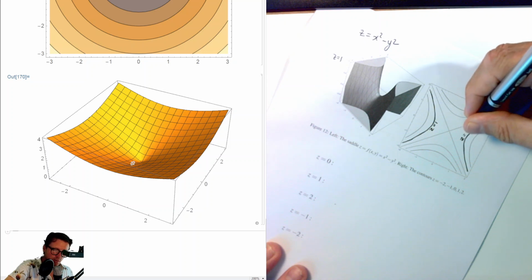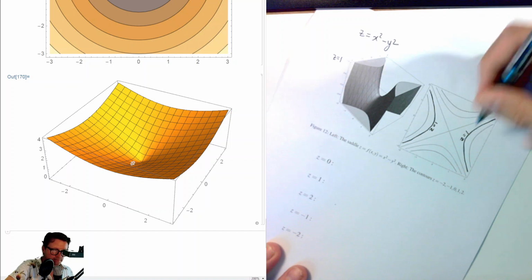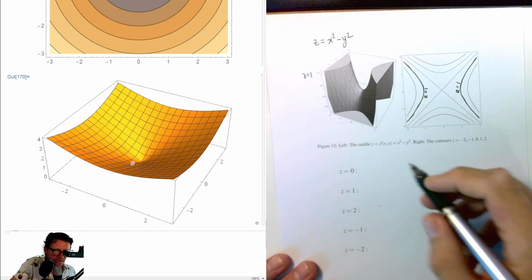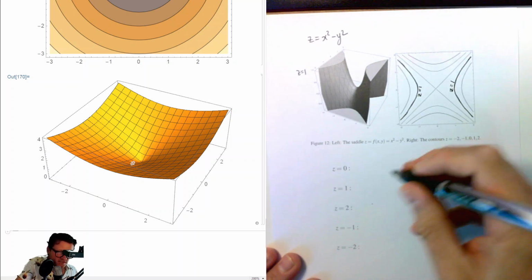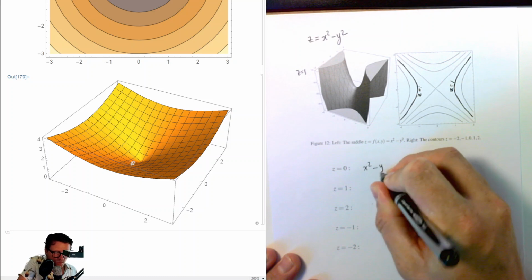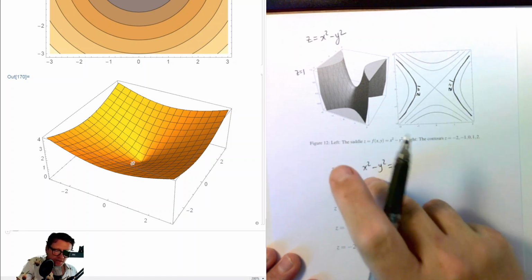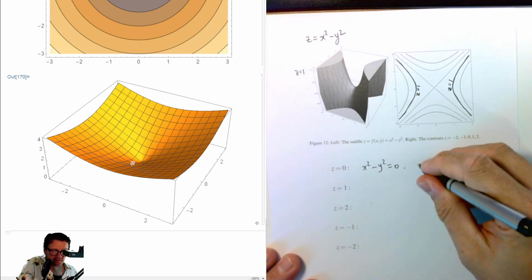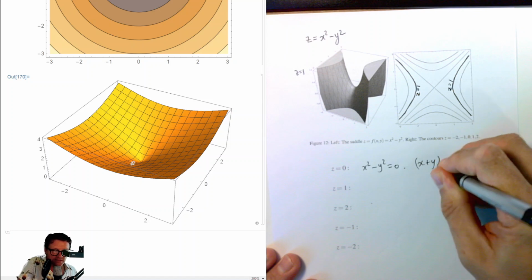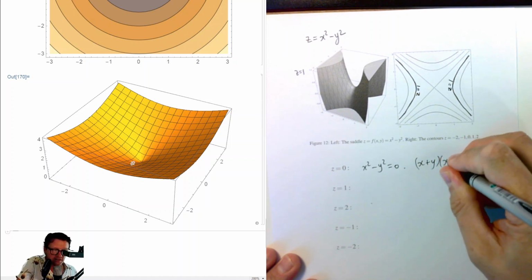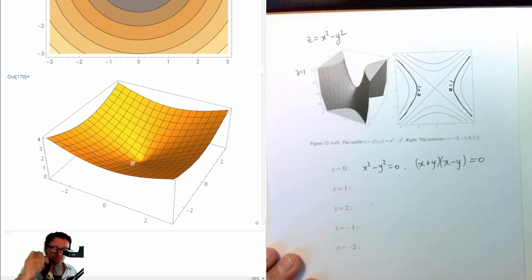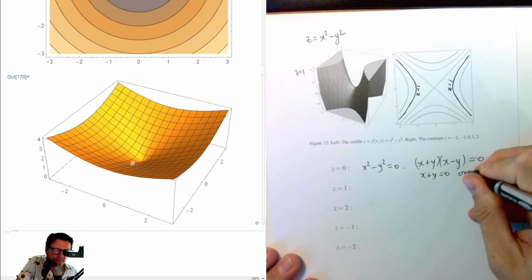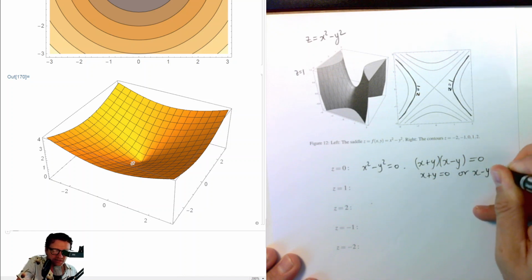Z equals 1. Now, notice when z is equal to 0, let's use this little template. So when z is equal to 0, we've got x squared minus y squared equals 0. But we can factorize the left-hand side. Factorizing gives us (x plus y) times (x minus y) equals 0. Now that is 0 when x plus y is 0 or x minus y is 0.